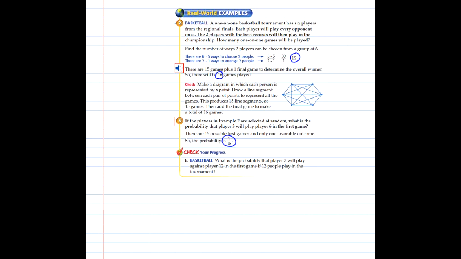What is the probability that player 3 will play against player 12 in the first game if 12 people play in the tournament? Well, instead of 6 players, we have 12. So we have 12 ways to pick the first person, 11 ways to pick the second person, 2 ways to arrange the first person of the smaller set, and 1 way to arrange the second person. So we get 132 divided by 2, which gives us 66 ways to arrange the people. 3 playing 12 would be one of those 66, so the probability of 3 playing 12 in the first game is 1 in 66.